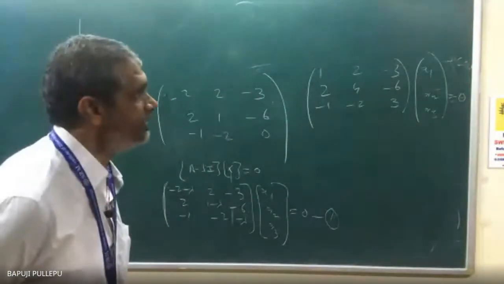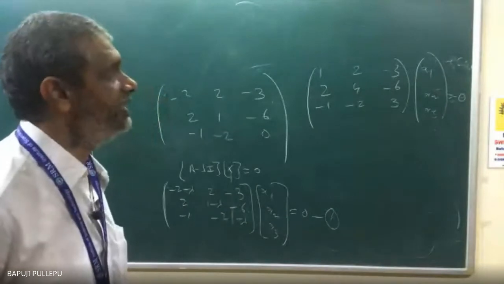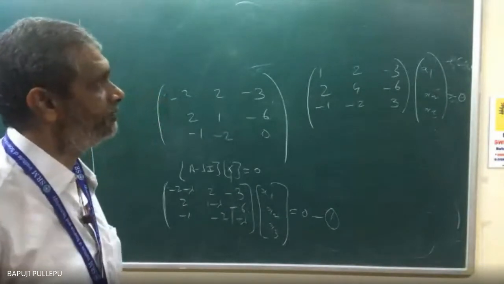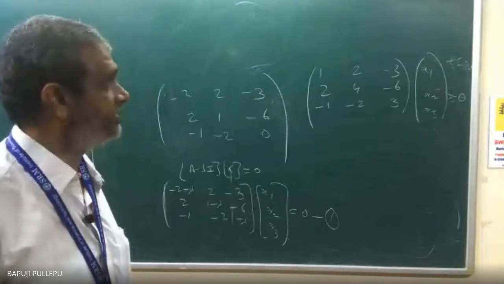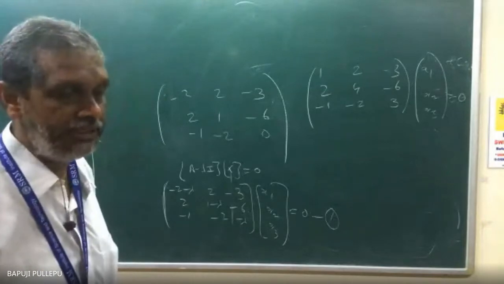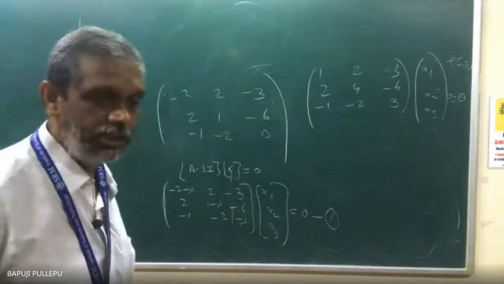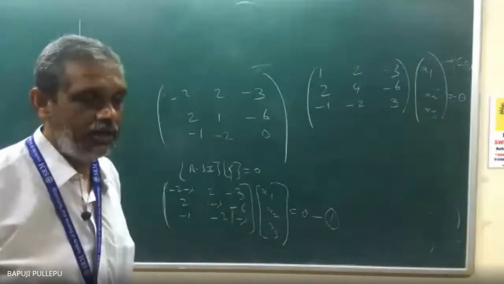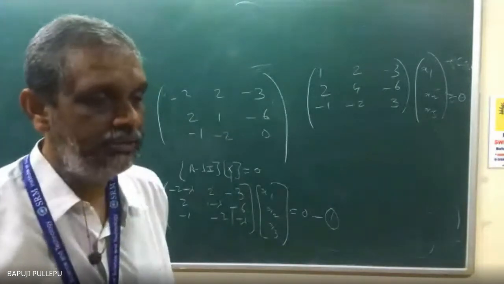The first equation is x1 plus 2x2 minus 3x3. The second equation is 2x1 plus 4x2 minus 6x3. If I multiply the first equation by 2, the second comes. If I multiply the first equation by -1, the third equation comes. There are no three different equations. All are the same only.